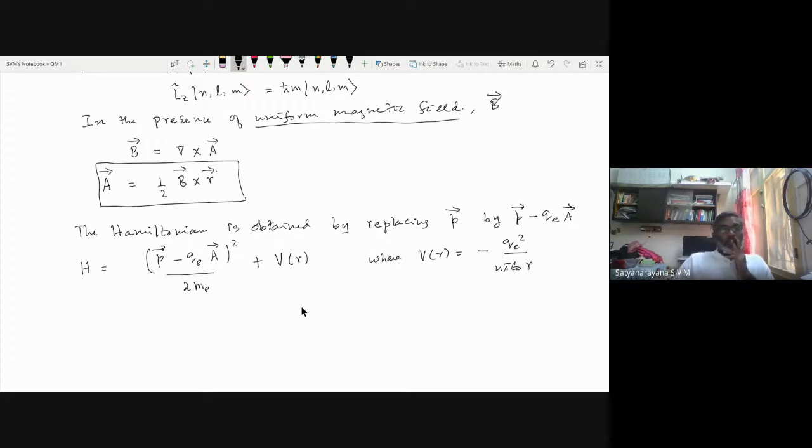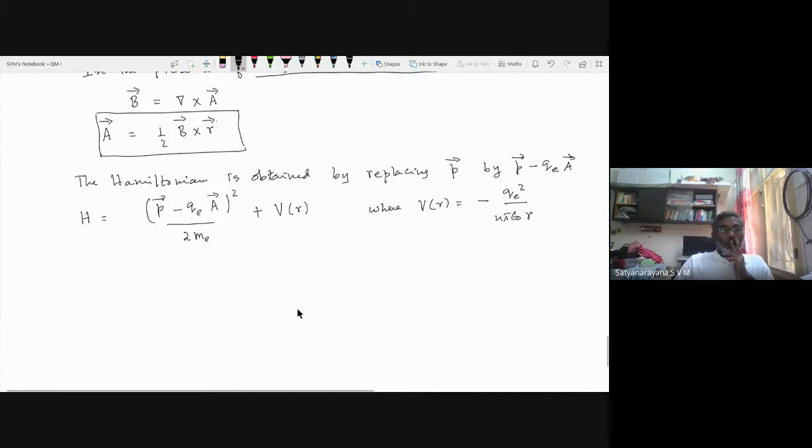Okay, so now remember that P and A are operators, because P involves X and so on. So one has to be careful in expanding this. This is equal to P squared by twice m_e plus V of r. Let me write this together.